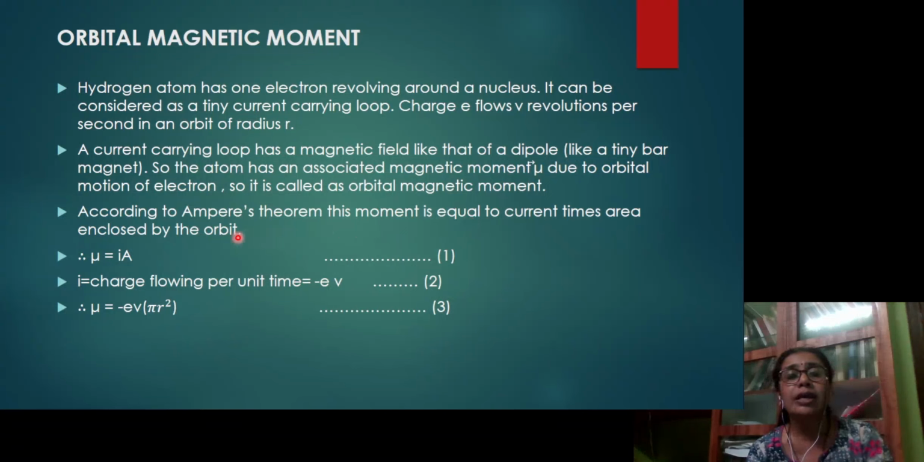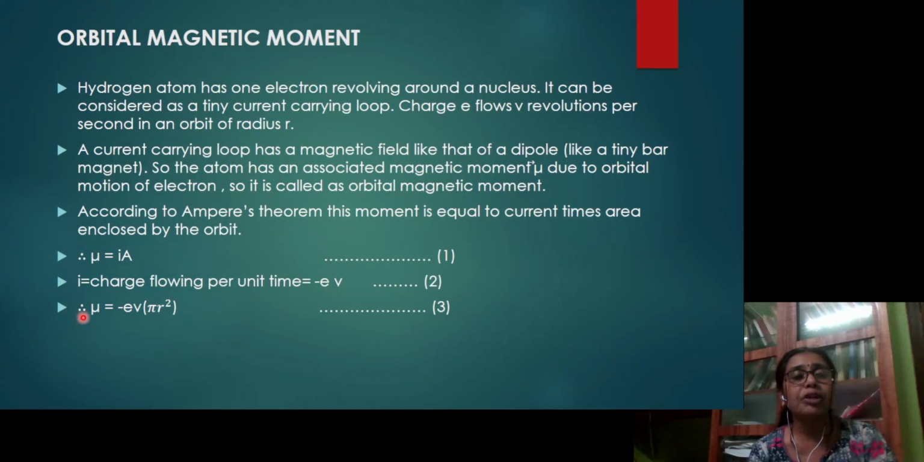Now the area enclosed by the loop is nothing but the area of cross section of the orbit. Let us denote it by capital A. So this magnetic moment will be current times the area. And now what is the current? Current is equal to charge flowing per unit time. Charge is minus e of the electron, so charge per unit time is nothing but charge multiplied by frequency nu.